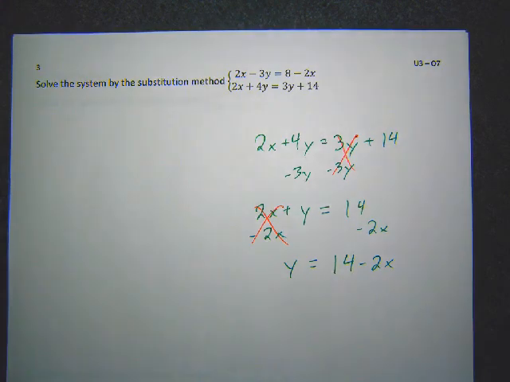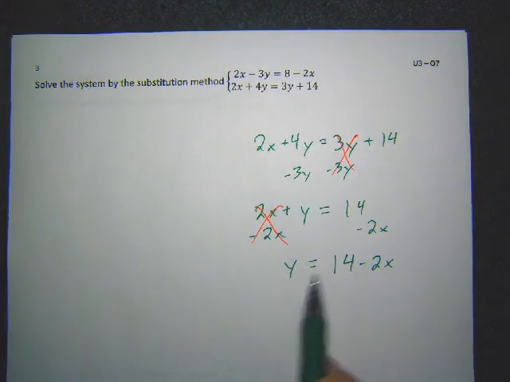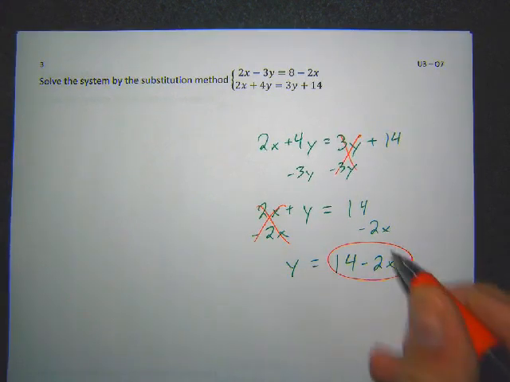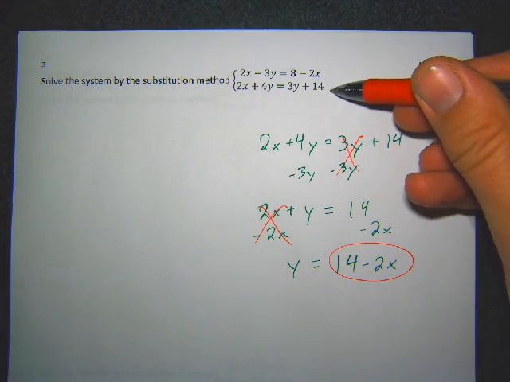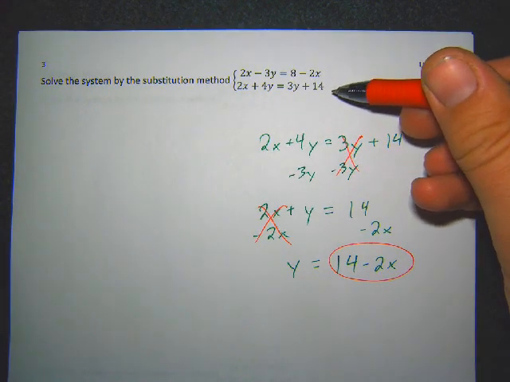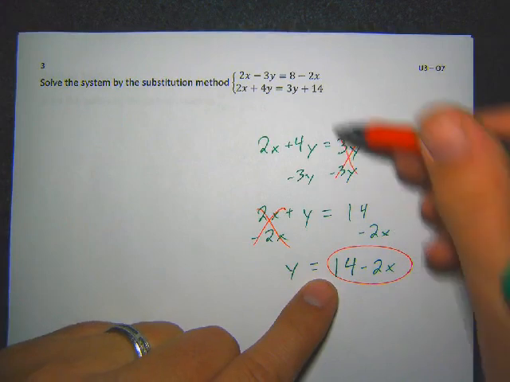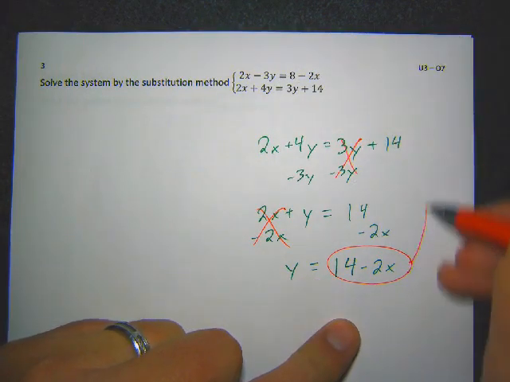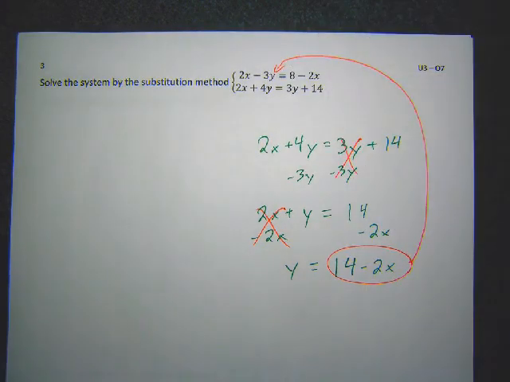Idea is, once you do that, once you get one of the letters by itself, you can take that and plug it in. Now, don't plug it back in the same equation. Now, usually that's easy to avoid, but in this case, it might be pretty easy to take this and plug it in for y here. But that's the equation we started with. You want to make sure you use the other equation. So at this point, we're going to plug it in for y there.